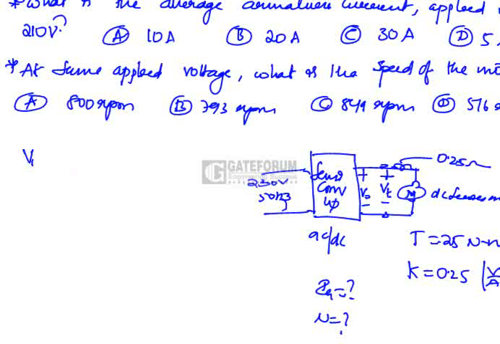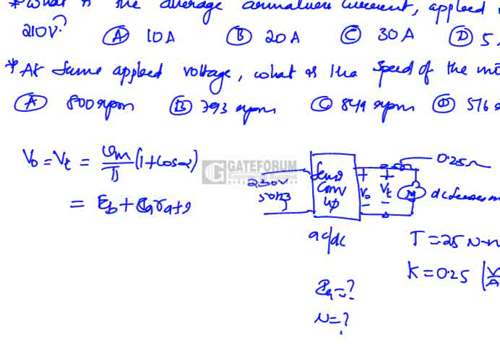Now, output voltage of the converter is equal to the terminal voltage, that is the input voltage to the DC series motor. Output voltage of a single phase half control semi converter is given as Vm by pi into 1 plus cos alpha. Now what is the terminal voltage of the motor? Terminal voltage of a DC series motor is given as EB plus IA into RA plus RSC, since it is a series motor.